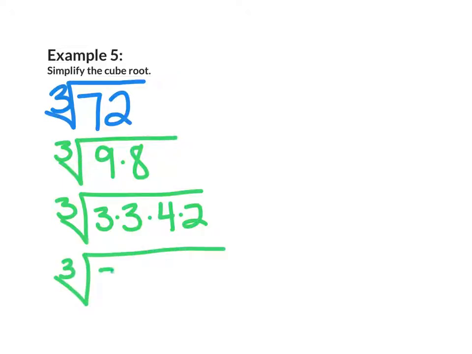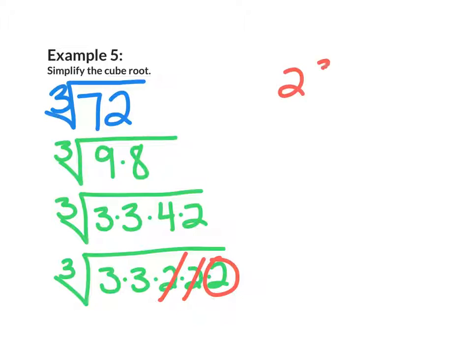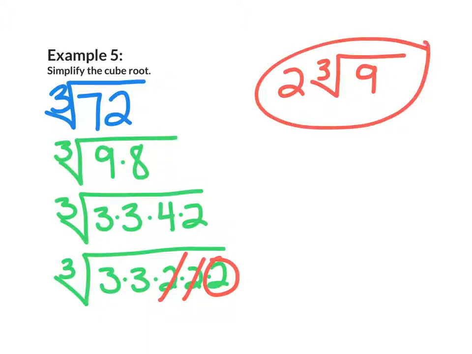So I'm going to bring down the 3's, but I know the 4 can be broken down into 2 times 2, and I'm going to bring down my 2. Now I have triplets, so 2 die, 1 escapes. So I'm going to have 2, and the cube root of the 2 3's left inside. I'm going to multiply them together, and that gives me 9. So the cube root of 72 is also 2 times the cube root of 9.